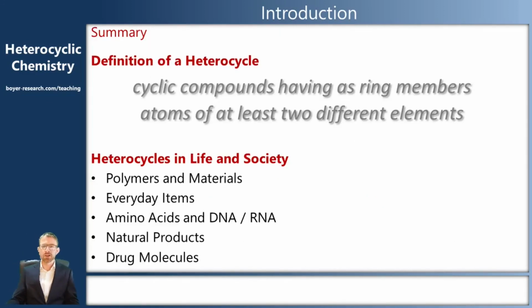So overall, we've seen that heterocycles are cyclic compounds having atoms from two different elements in their ring. And we've seen how heterocycles are super important in everything from materials to everyday items, our own natural building blocks, and the drug molecules that fight diseases.